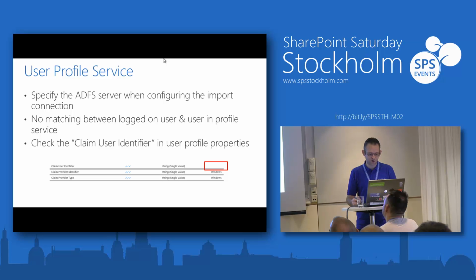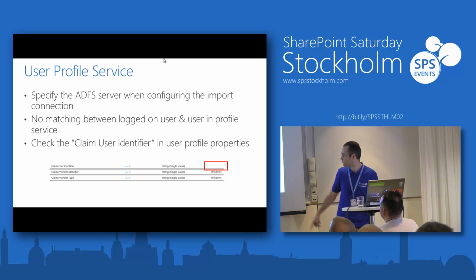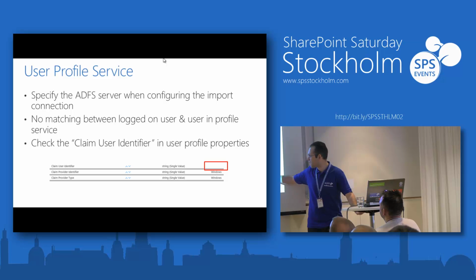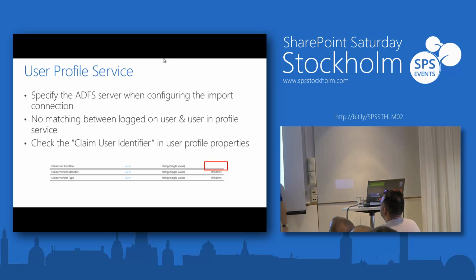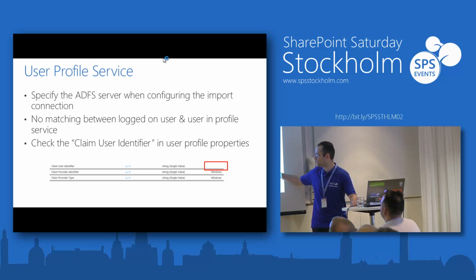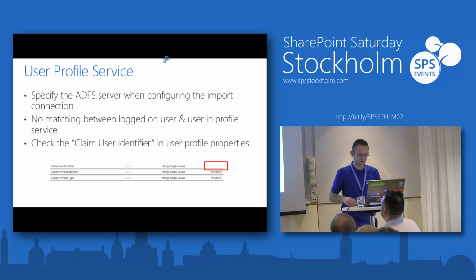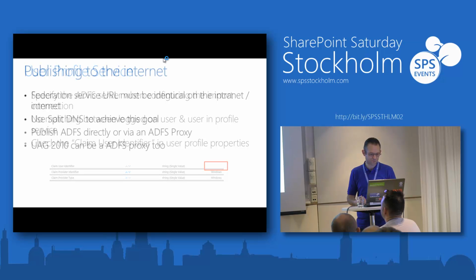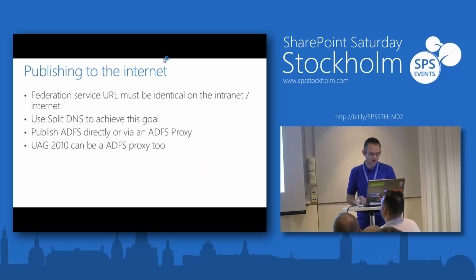If your My Sites don't work anymore, you have to go to the user profile service and verify the claim user identifier. In my case, that should be user principal name, so that SharePoint can do the match between your user principal name, your unique identifier, and your username in the user profile service. That's also very common. Okay, and if you publish to the internet, make sure the URL of your ADFS server is identical on the intranet and the internet.